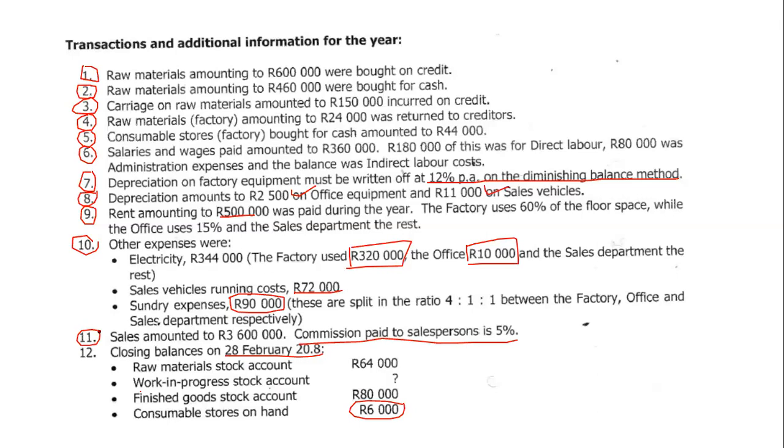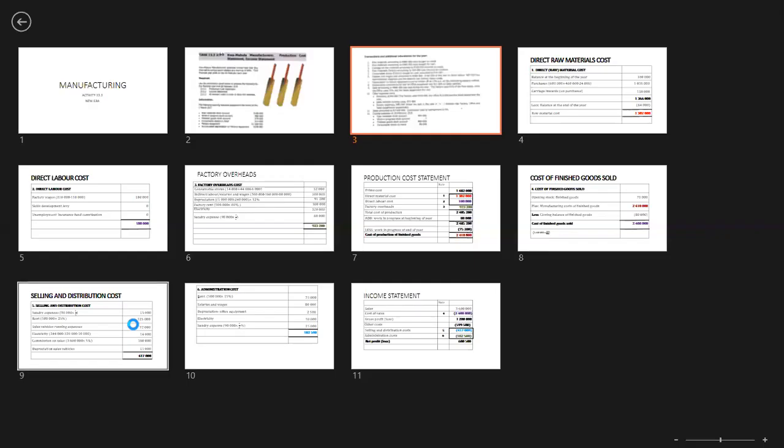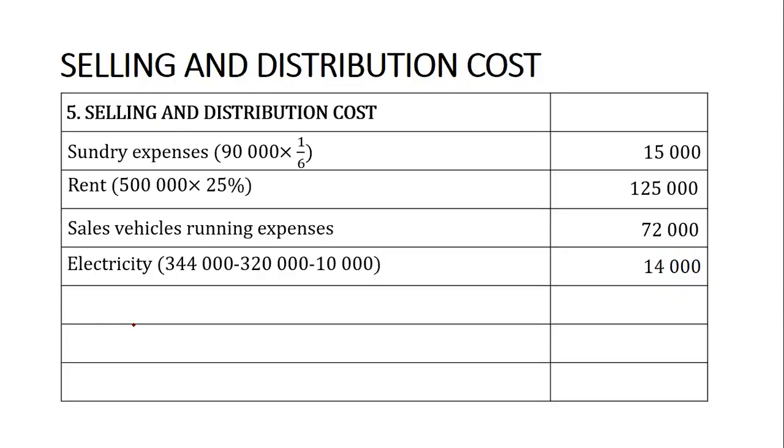5% of the sales amount goes to commission that will be put in sales and distribution. You will go straight to sales and distribution. Under sales and distribution, you will have 5% of that, and that will be 180,000. We're still fine.